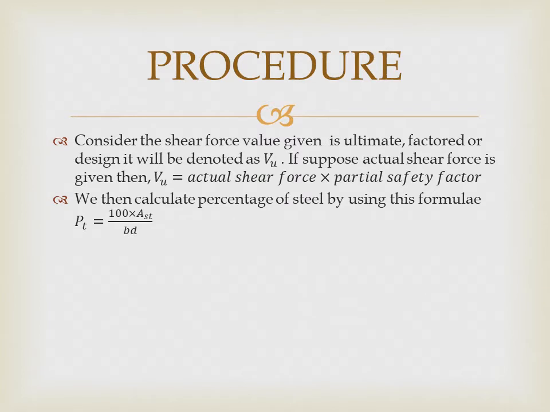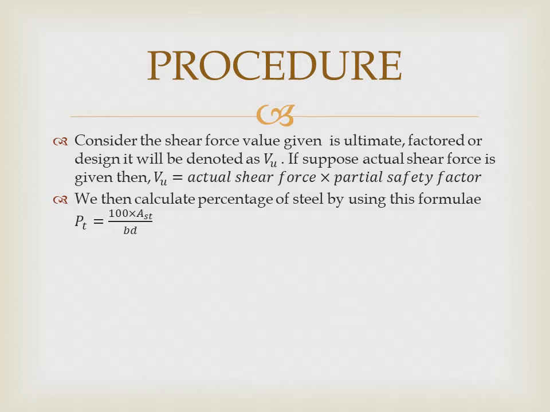After that, we find the percentage of steel by using this formula. PT is equal to 100 into AST by BD. With the percentage of steel, we can find the corresponding values of shear stress imposed on it and the shear stress of the concrete. Also, it depends upon the grade given to you. And when these three are not mentioned and it says shear force at the ends, that means shear force at the supports. In my previous video, I mentioned that at the support shear force value is maximum.